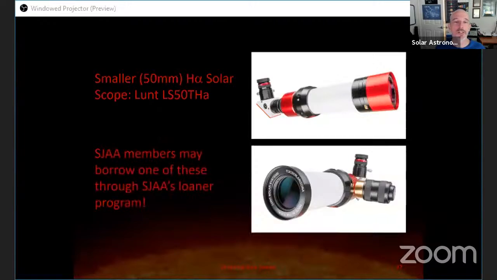And they also come in different sizes. So the one on the prior slide was what we called a 100-millimeter telescope because the opening here was 100 millimeters. This guy here is a smaller version. This is a 50-millimeter scope.